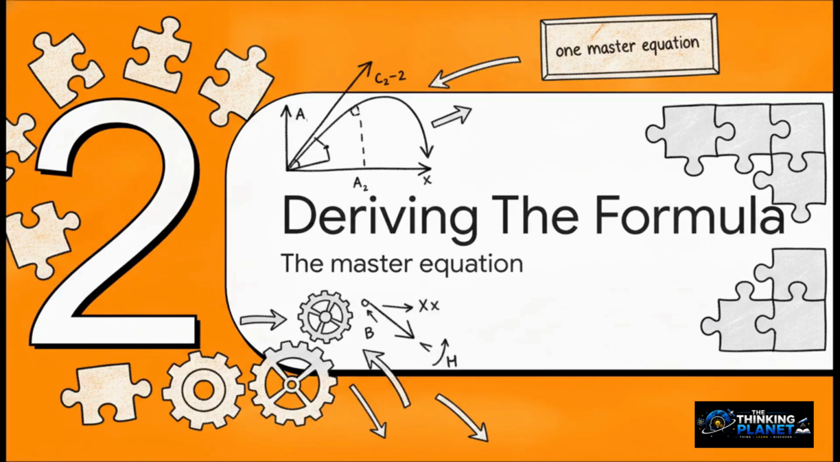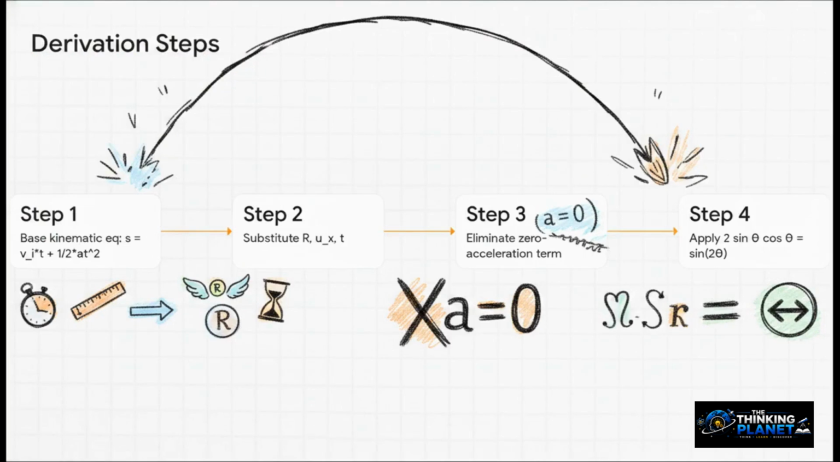Section 2, deriving the range formula. Let's find our master equation. Let's see how this builds step by step without getting bogged down in the weeds. Step 1, we start with our standard kinematic equation for distance. Step 2, we substitute in our specific horizontal variables, so R for range, our horizontal velocity, and our time of flight.